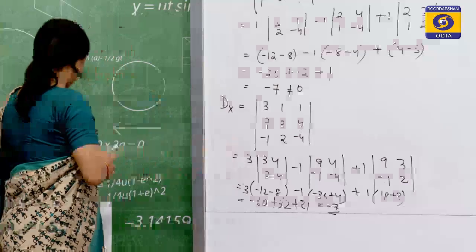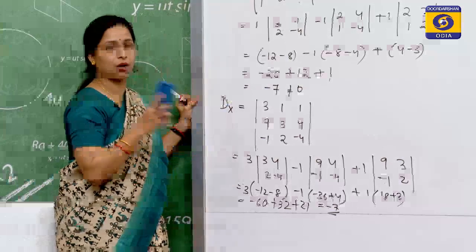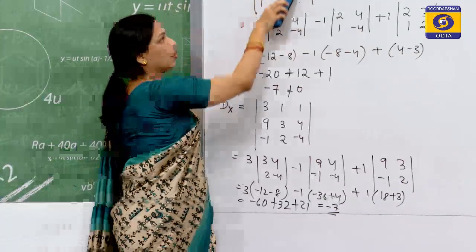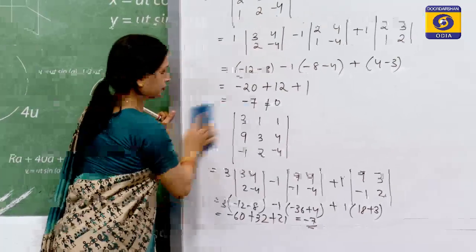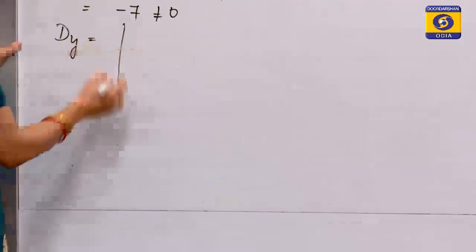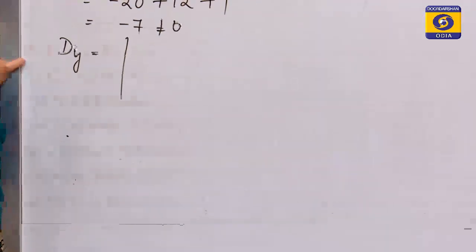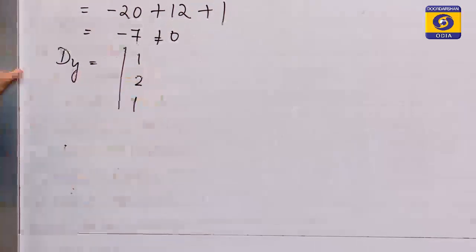Now, let us find out the value of dy. Okay. Now, what do we do in dy? We substitute the value of the coefficient of y with the known values. So, let us do that. So, dy, the coefficient of x and z remaining the same. So, 1, 2, 1, only y coefficient.